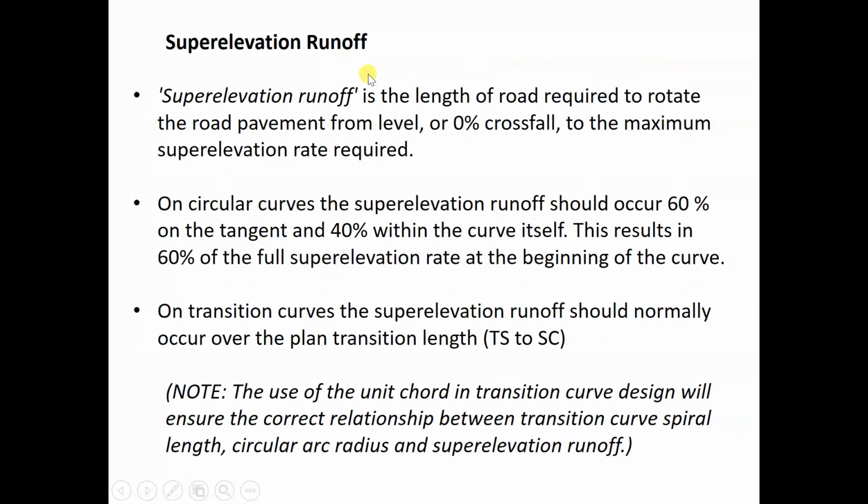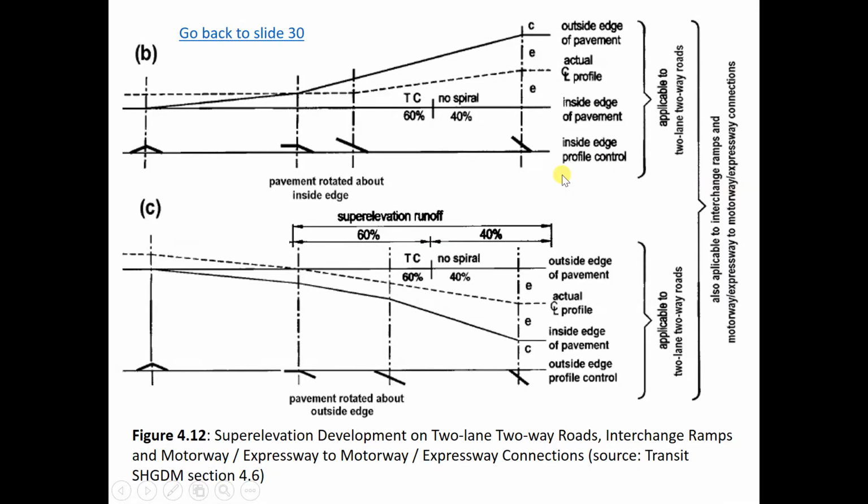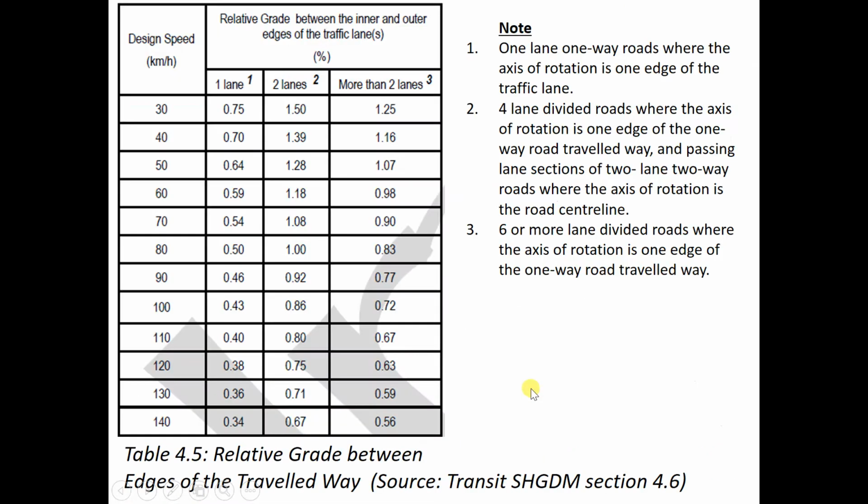Super elevation runoff is the length of road required to rotate the road pavement from level, or 0% crossfall, to the maximum super elevation rate required. So this is the super elevation runoff from this 0% outside to the full super elevation. It could be like 6%.